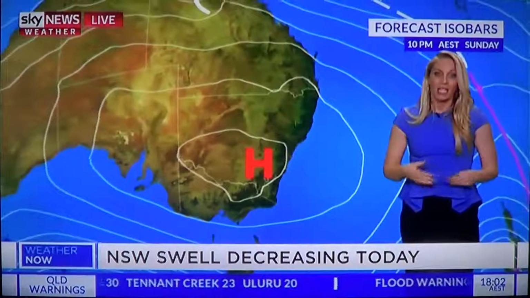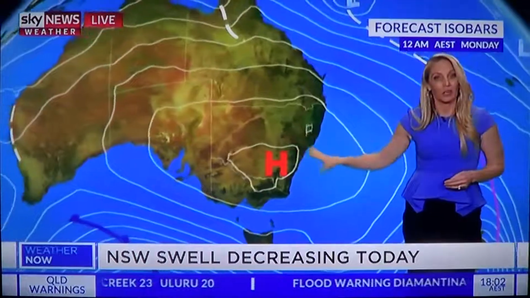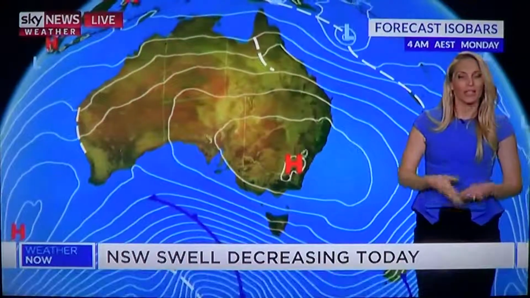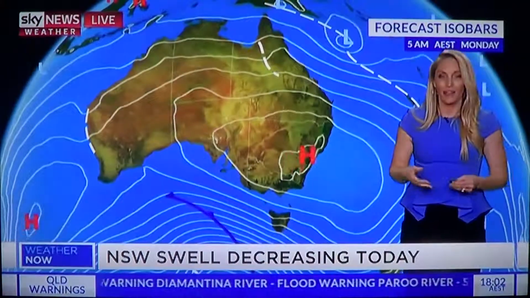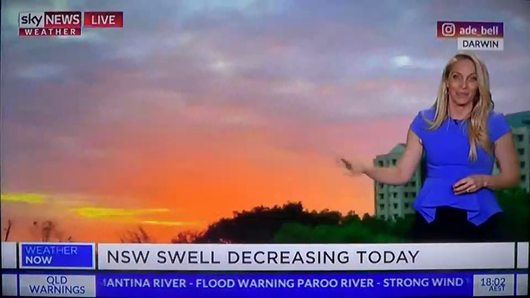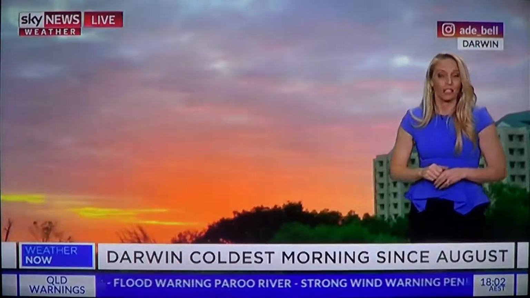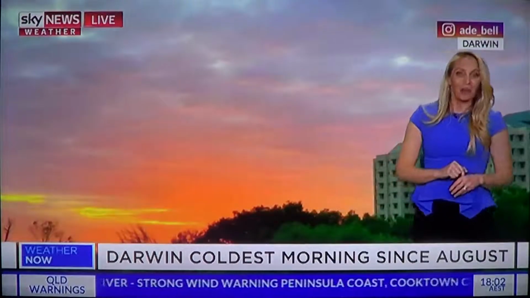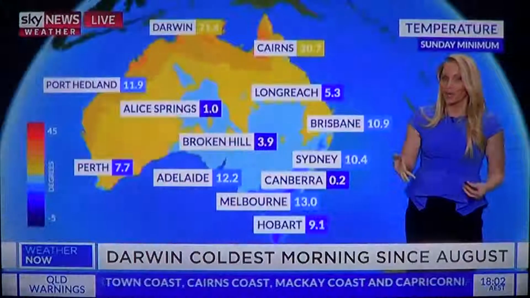The synoptic imagery shows us our high pressure system, which is dominating much of the country at the moment. This is why we've had such cold mornings and sunny afternoons. Clear skies, light winds is what we have with high pressure systems. And it was definitely a cold morning, not just across the southeast, but also the north of the country. Darwin shivering through its coldest morning so far this year. In fact, the coldest morning since August, the temperature dipping down to 21.4 degrees. I know it doesn't sound cold, but that is for Darwin in May.